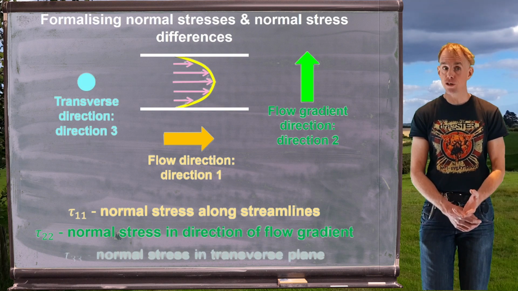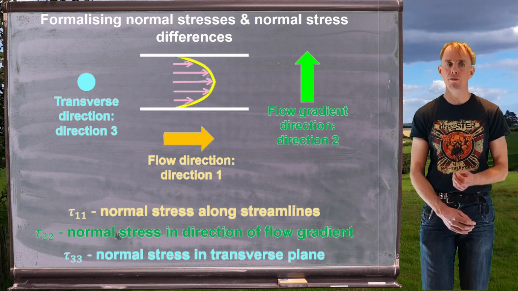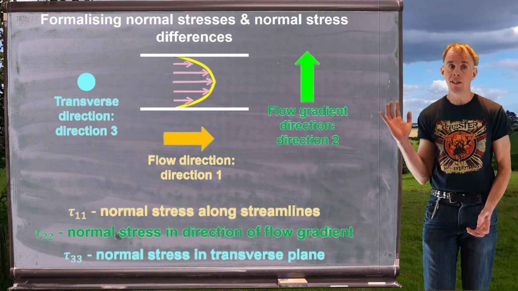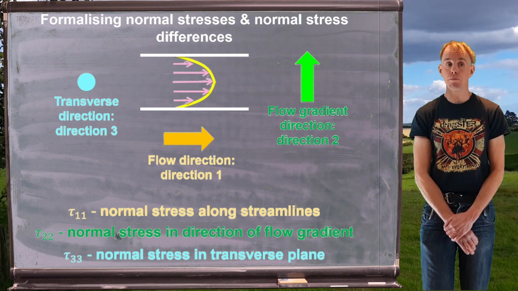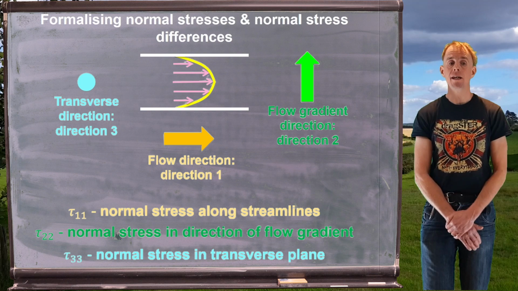There is, of course, a third direction, and that is a direction that is mutually perpendicular to both of these directions. In our particular case, it is going into the blackboard. I'm going to call it a transverse direction, and this is direction 3, and consequently tau 3,3 is the normal stress in this transverse plane.